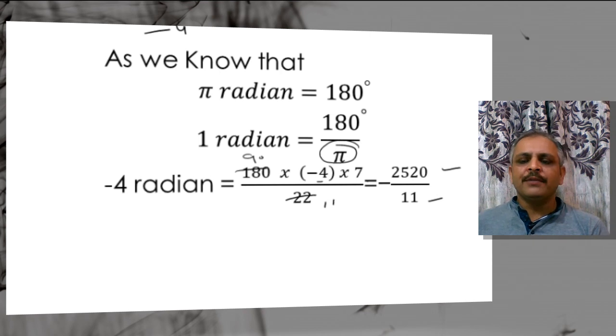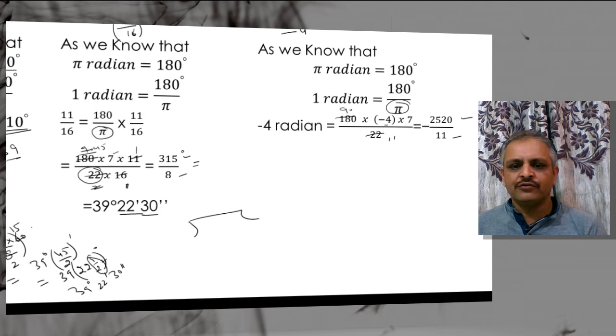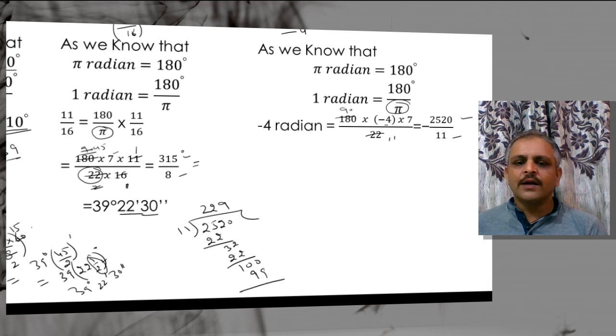So convert them into smaller units. Again, in the same way, I will divide this 2520 with 11. 11 to the 22. So again 22, and 11 nines are 99. So 229 complete degree I have now, and 1 by 11 degree in the fraction I have now.